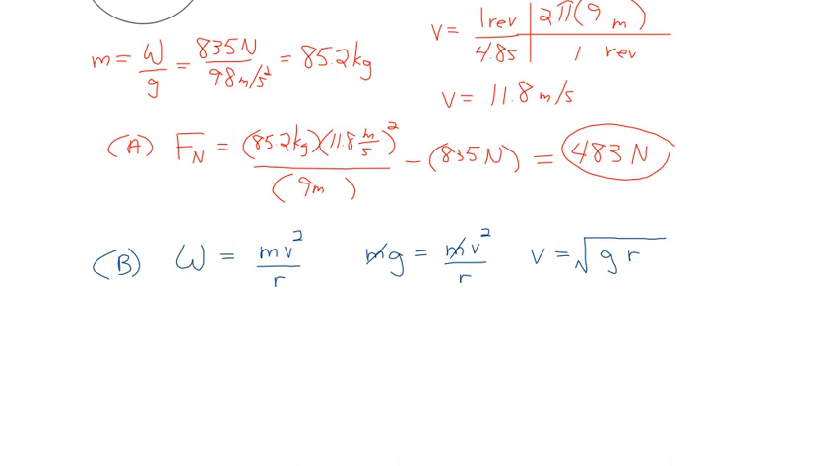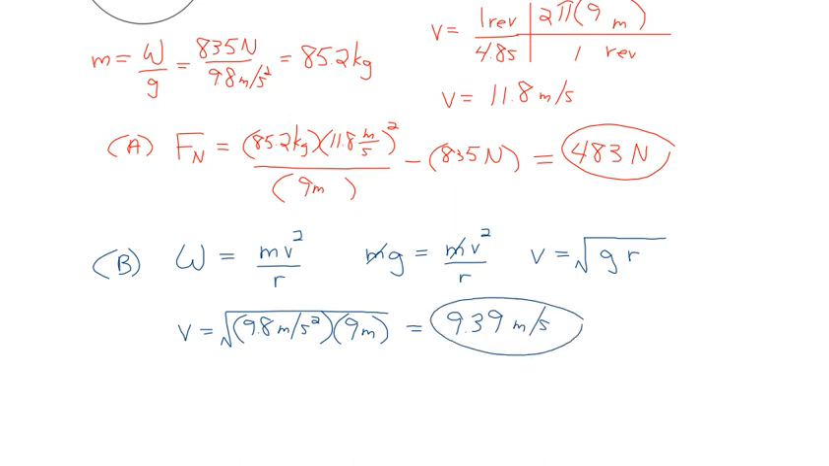So v equals the square root of 9.8 and the radius was 9 meters. And so my number is going to be somewhere between 9.8 and 9. I'm taking the square root, so the answer was what? 9.39. And there is your answer. Any questions with that?